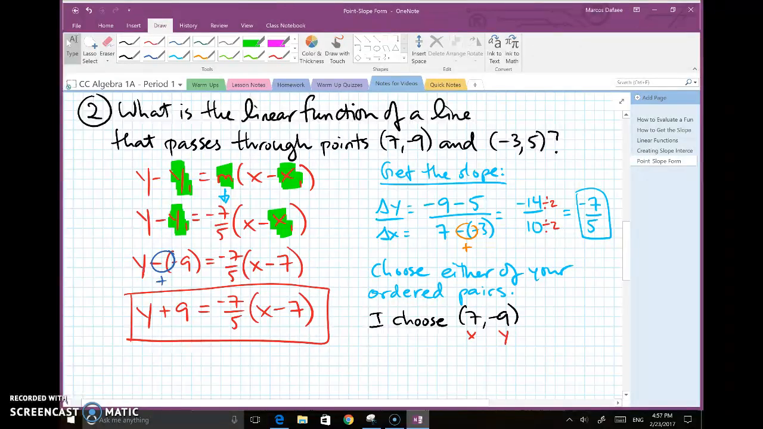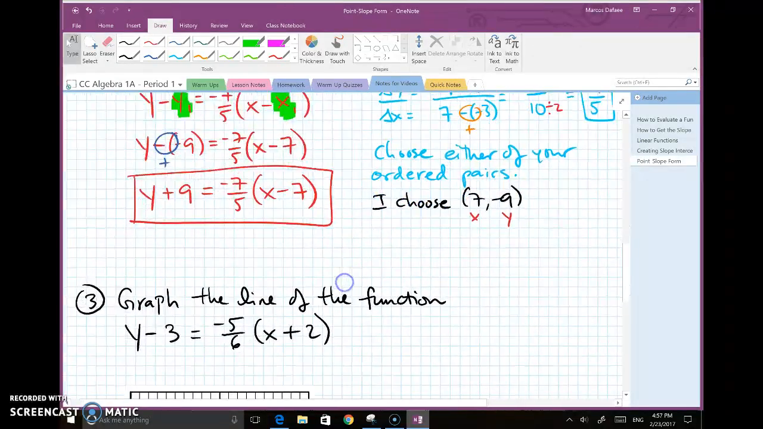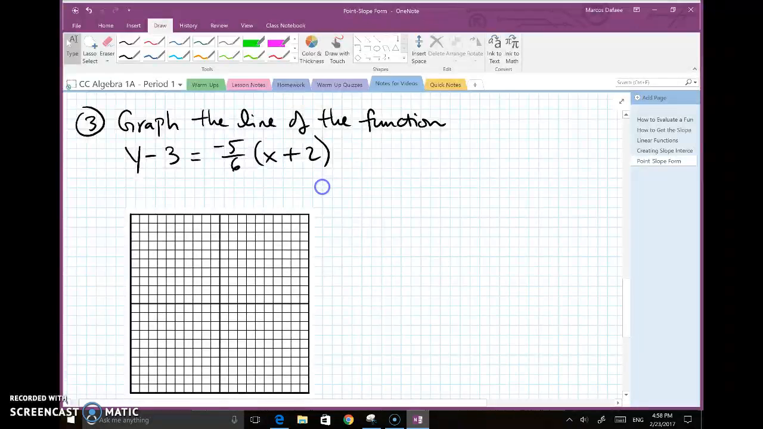Okay? In the next example, we have to graph the line of the function. Now, to graph the line of this function, we need to know two things, or three things rather. We need to know what form this is. And this is point-slope form. I know that because slope-intercept form is y equals mx plus b, and that looks nothing like slope-intercept form. Okay, so I don't have an intercept point to work with. What I have instead is point-slope form.